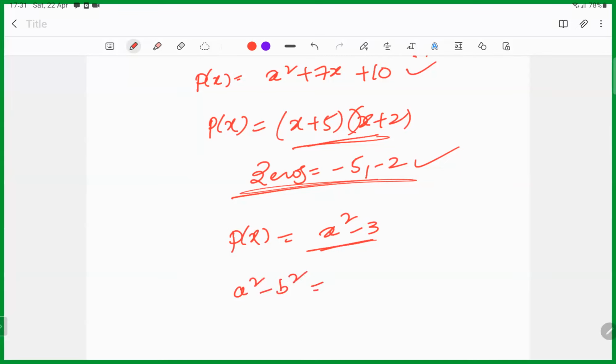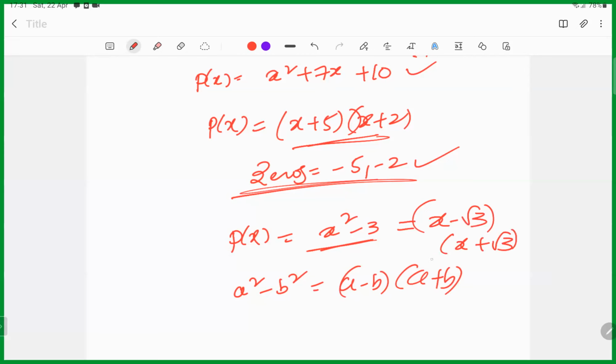Sir, a minus b, a plus b. So we can write x square minus 3 is equal to x minus root 3, x plus root 3, sir. Very good. Now, what are the zeros? One second, sir. Zeros, sir? Minus root 3 and plus root 3, that only, sir. Right? Yes, sir. Now you verify it.